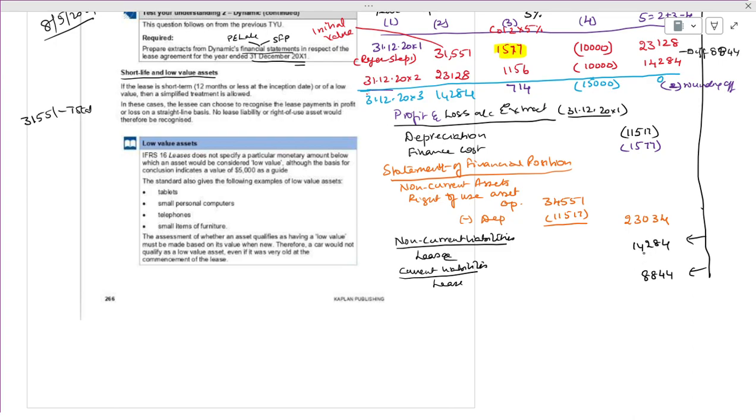Short-lived and low value assets. If the lease is short term, 12 months or less, or of low value, then a simplified treatment is allowed. In these cases, the lessee can choose to recognize lease payments in the profit and loss account on a straight line basis. No lease liability or right of use asset will be recognized. It is only for less than 1 year, or for a small amount, so we should not do all this process.